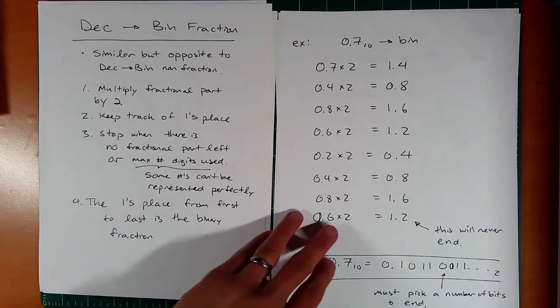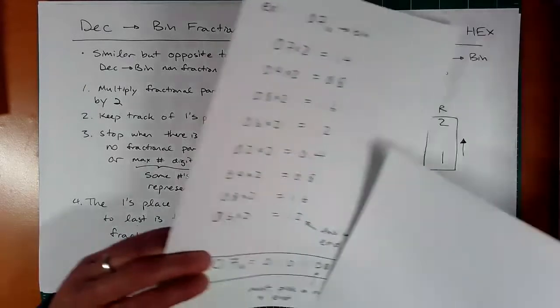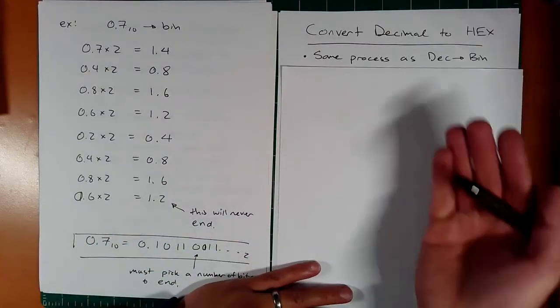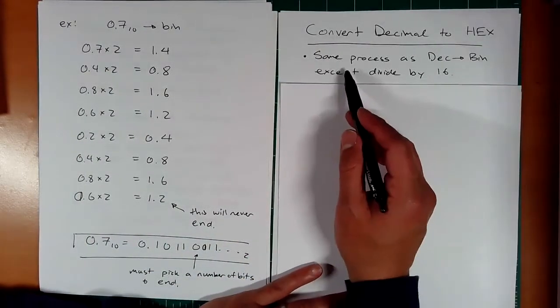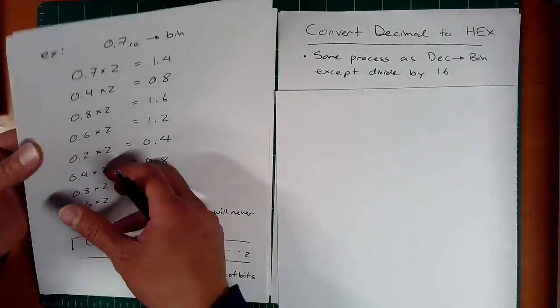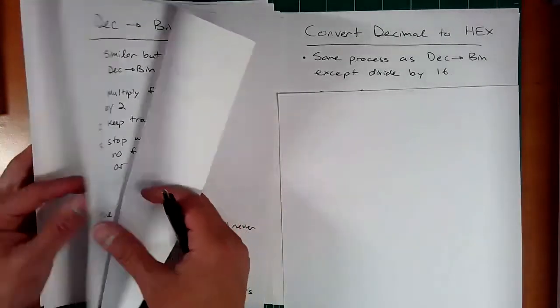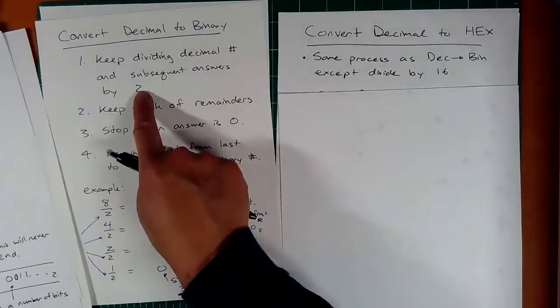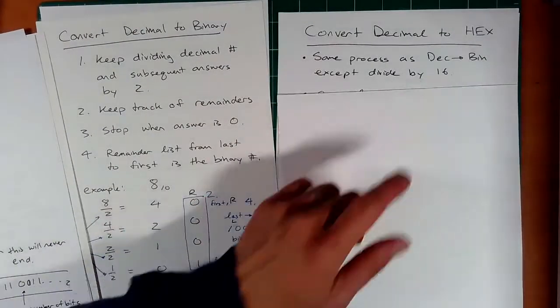Okay, let's look at now, how do you convert from decimal to hex? Well, it's going to be very similar for the non-fractional part. So how do we do this? Instead of dividing by 2, which we did over here, when we first did it way back over here, we're just going to divide by 16.